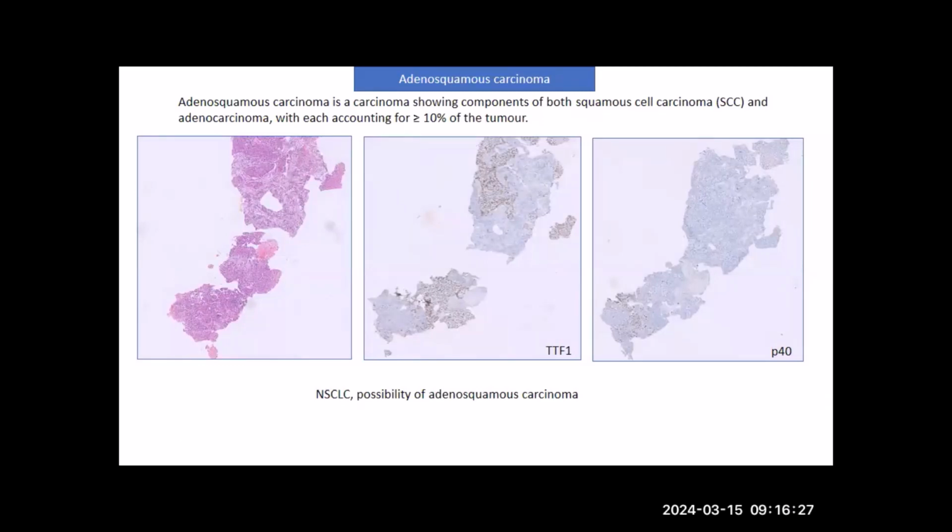So coming to adenosquamous carcinoma. This shows both components of adenocarcinoma and squamous carcinoma, and it is recommended that each component should be more than 10%. So even this entity is diagnosed only on a resected tumor, not in biopsies. In biopsies, as you can see in this case, a part of the tumor is staining for TTF1, part is staining for P40. So in small biopsies, we can only give a possibility of adenosquamous carcinoma. We cannot diagnose confidently as an adenosquamous carcinoma.